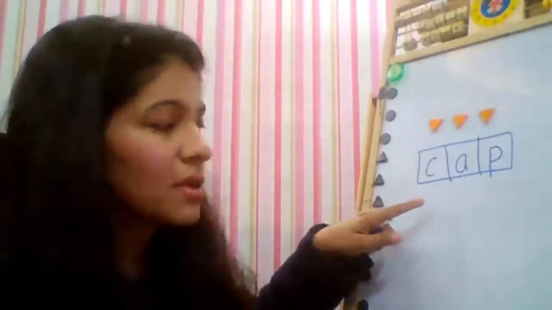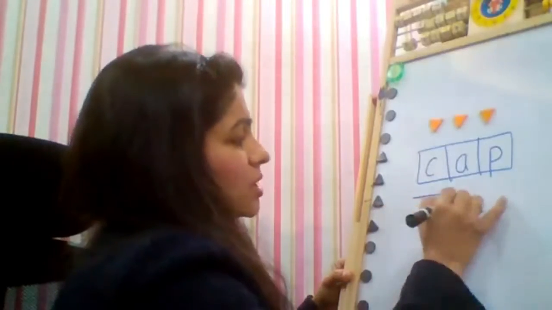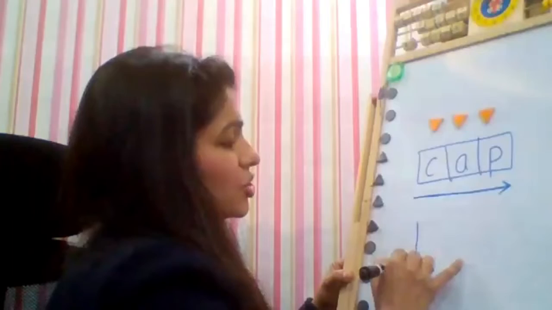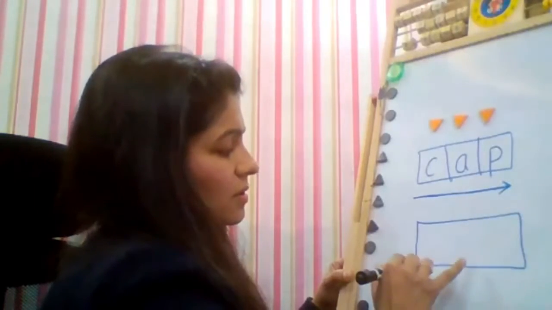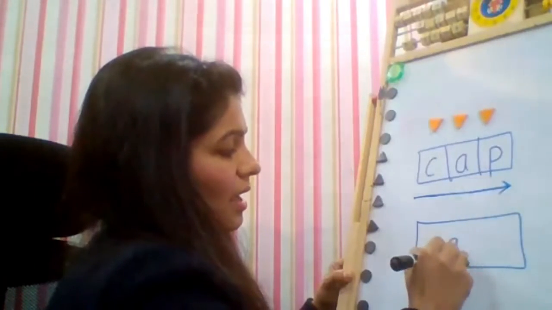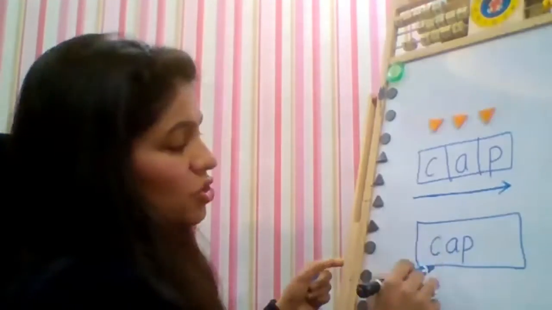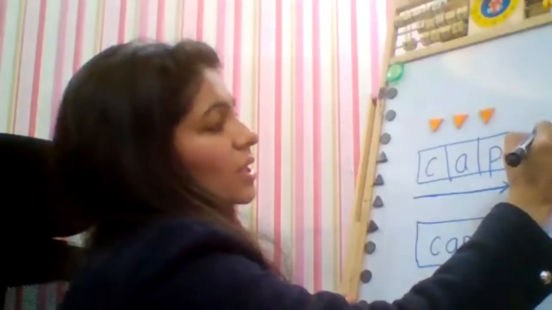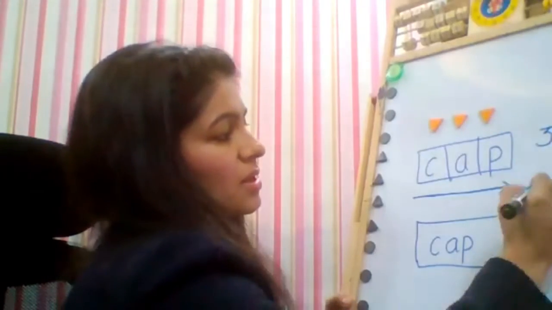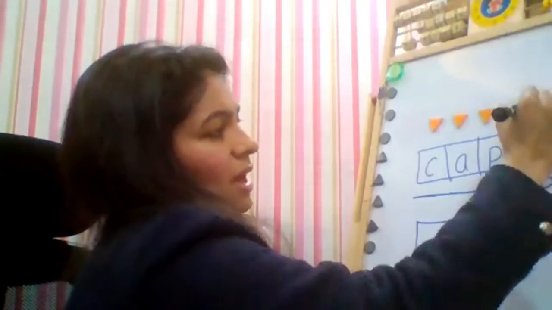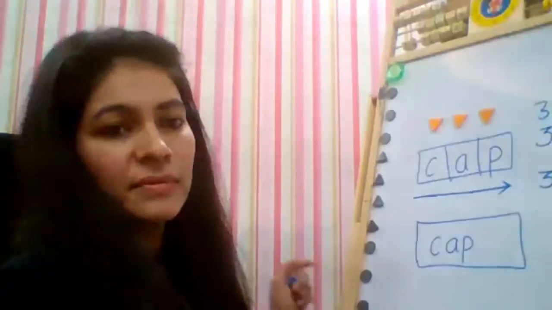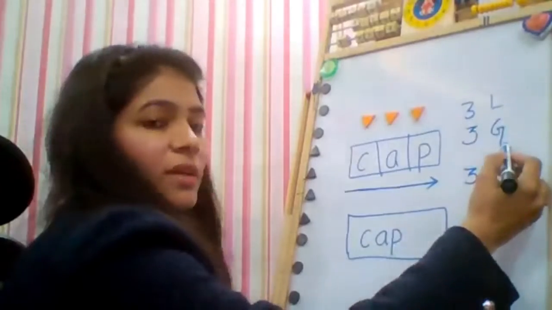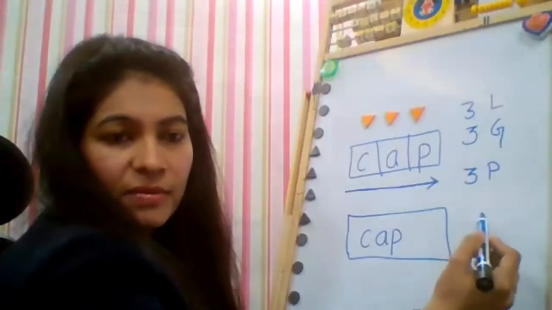K, a, p. Then you will ask the child to read it together. Blend the sounds. Blend. And then the child can write. Okay, K, a, p. This time there is no partition, because the child has understood that there are 3 graphemes, 3 phonemes, and 3 letters.